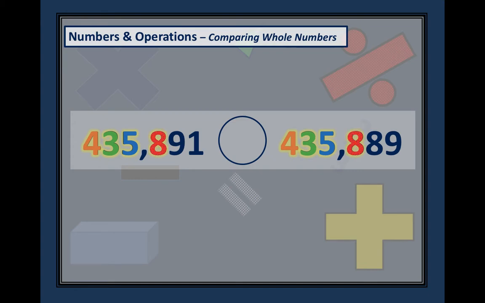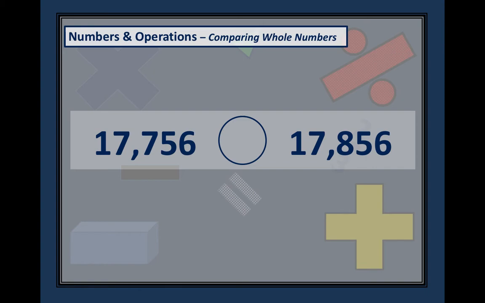When we move to the hundreds place, we still notice that they have the same digit. They both have 8 hundreds. It's not until we get to the tens place that we notice the number on the left has more tens than the number on the right. This makes the number on the left the greater number. The way we would read this inequality would be 435,891 is greater than 435,889.